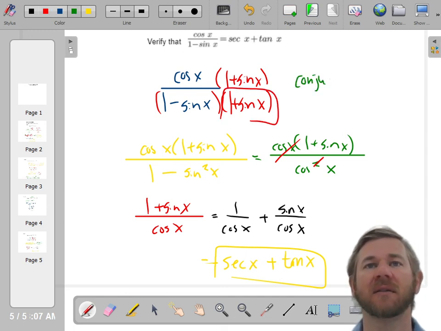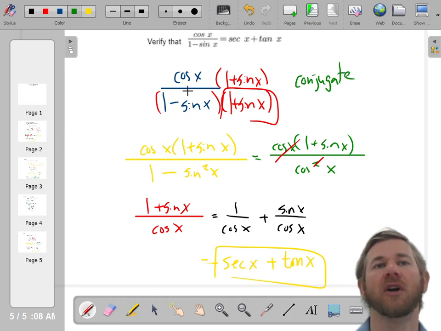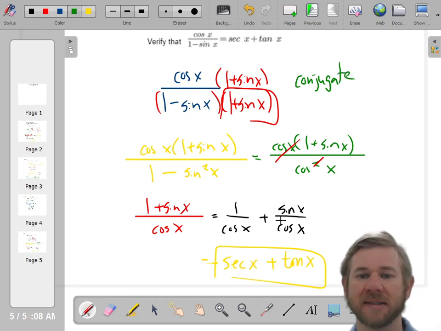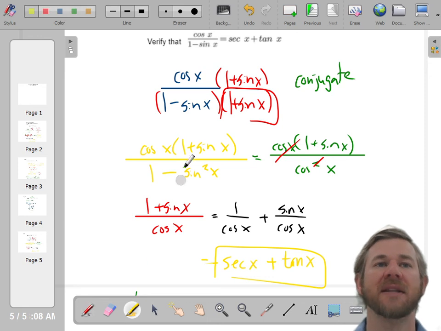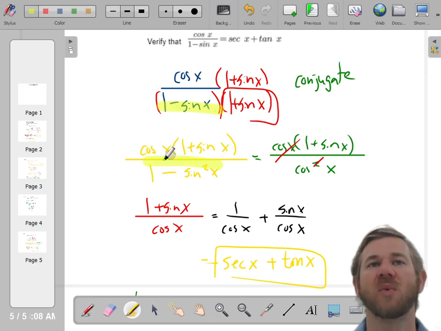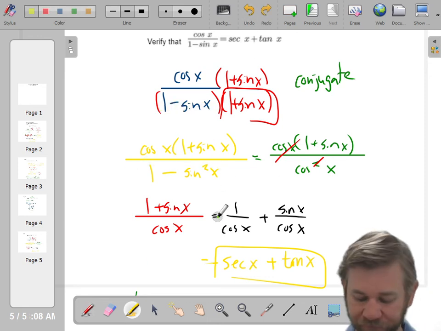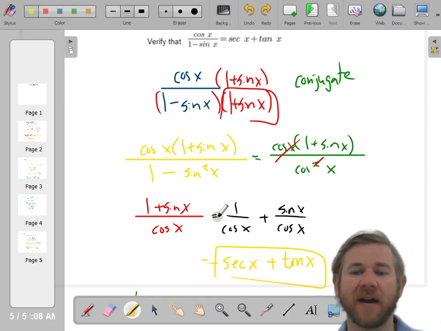Conjugate. It's the same two terms, but one has a plus and one has a minus. And you use that when you want to raise the degree of something to be something squared so that you can do a substitution. So that's it for your verify notes.